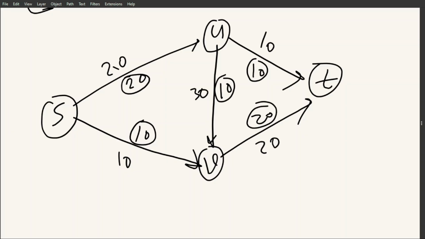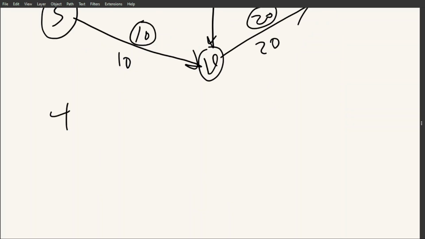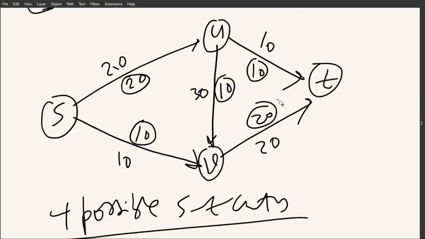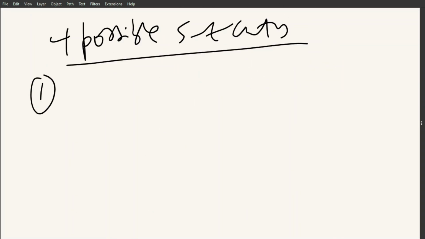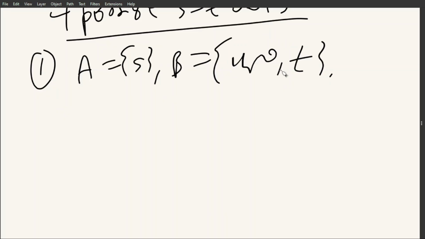Now here we find there are 4 possible s-t cuts, and we verify our equation. The simplest case is s itself as a cut. So A is s, B is u, v, t. First possibility we consider: set A is s and set B is u, v, t. Now we compute f out of A and f in of A.